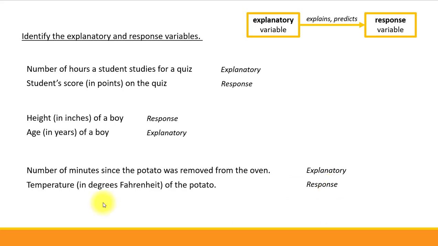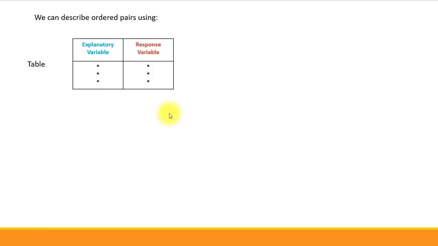Next, let's talk about how we can organize bivariate data. One of the easiest and most intuitive ways to organize bivariate data is by using a table. In one column, we list values of the explanatory variable, and in the second column, we list the corresponding values of the response variable. But if we combine these pairs of numbers, or ordered pairs, from the table with a coordinate system, you probably remember this one from algebra. The coordinate system represents two perpendicular number lines.